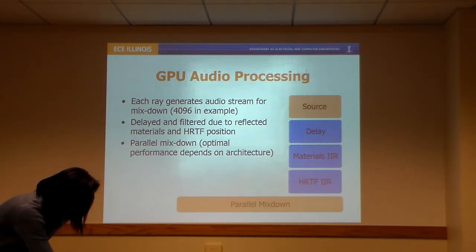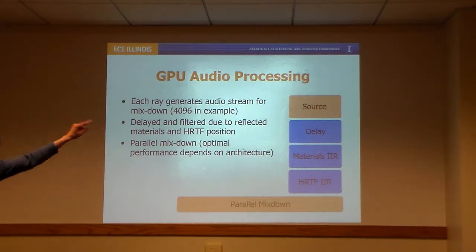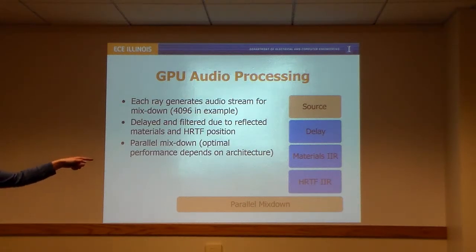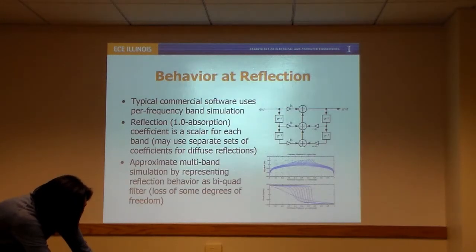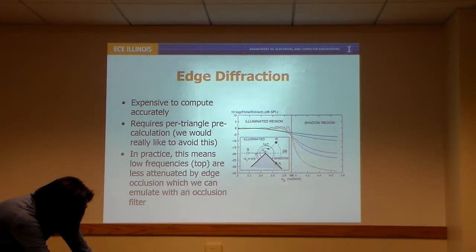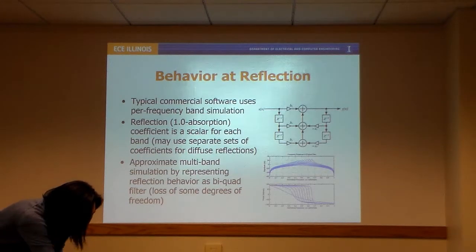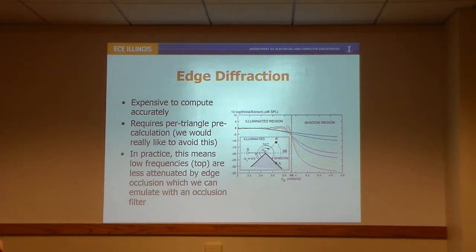Okay, so this is the audio processing, and this is our key here. So we have source, our delay due to the path length. Every one of our 12,000 paths looks like this, right? There's a materials IR filter, and there's an HRTF IR filter. And remember, each path we're shooting from the listener, so each path has spatial coordinates, spherical coordinates from your head, right? So every path has different HRTF coefficients. Behavior at reflection, yeah, okay, this is not super interesting. Well, it is, but I don't have the time to go over this. We just talked about it, I guess.